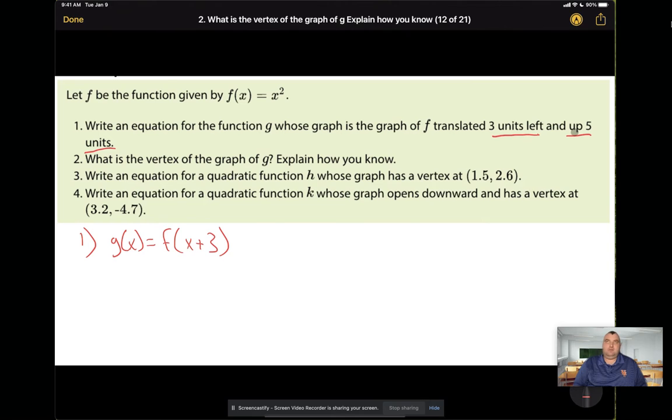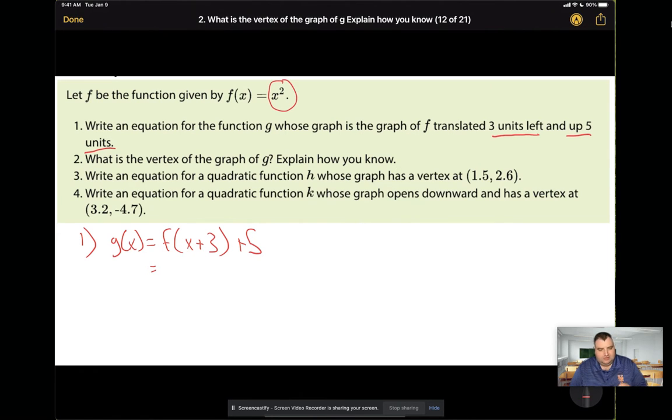And then our vertical shift is up 5 units. So that one, we don't do the opposite, and we put that outside the parentheses. So up 5 is going to be plus 5 outside the parentheses. So this is our function notation.